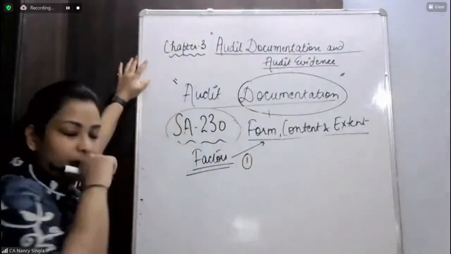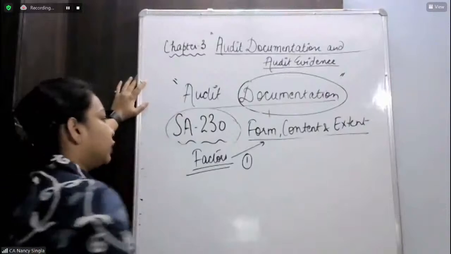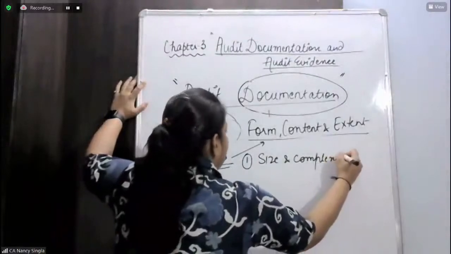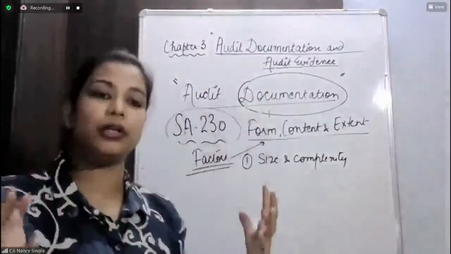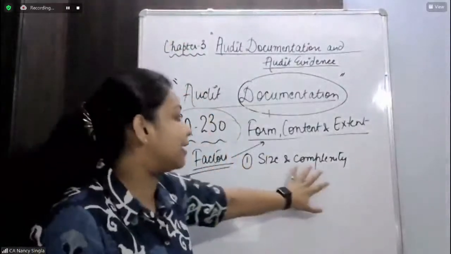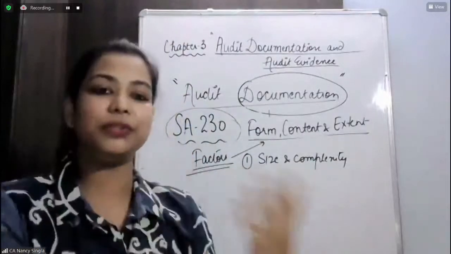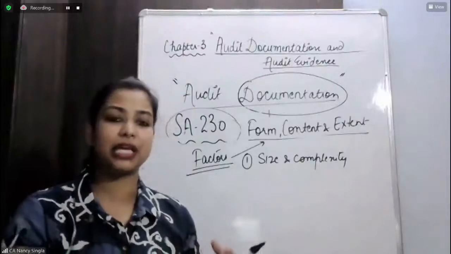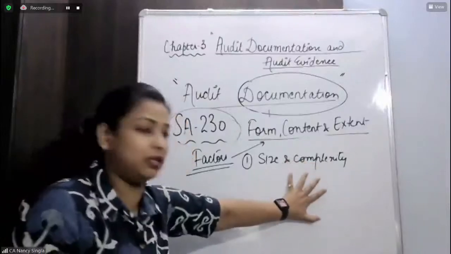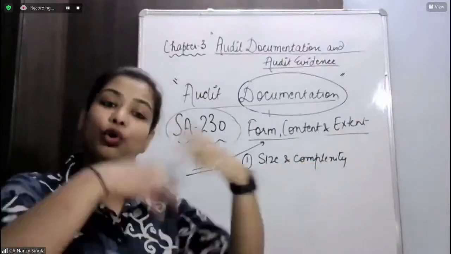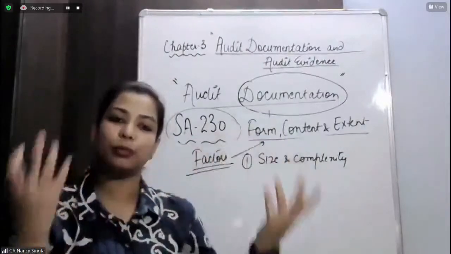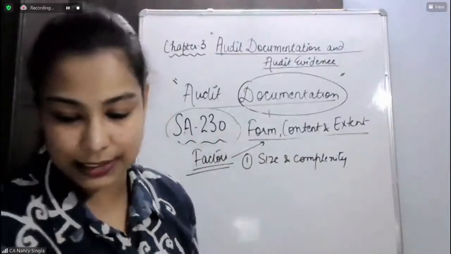First is the size and complexity of the organization. See, obviously, if it is a very big organization, your audit documentation will be a big file, a big box file. Same way, complexity. Suppose there are mergers and acquisitions during the year. There are certain related party transactions, certain transfer pricing transactions. So obviously, in case of complex transactions, in case of a huge size, more audit procedures will be performed, more audit evidences will be gathered, and accordingly, the audit documentation will be more complex and bigger in size.